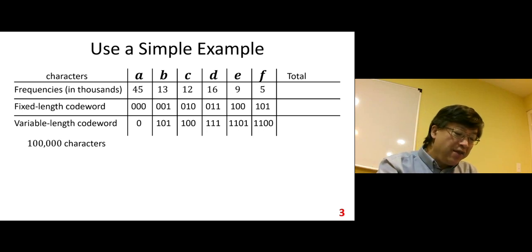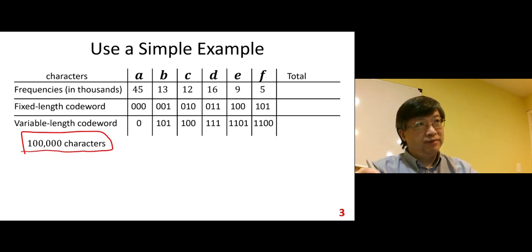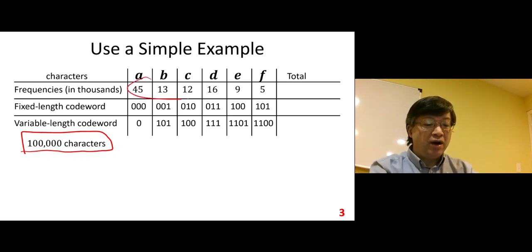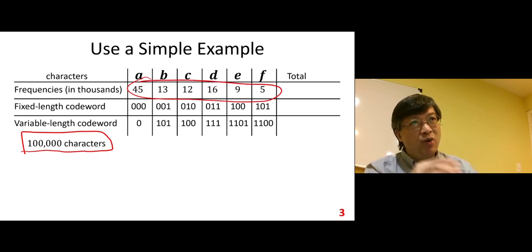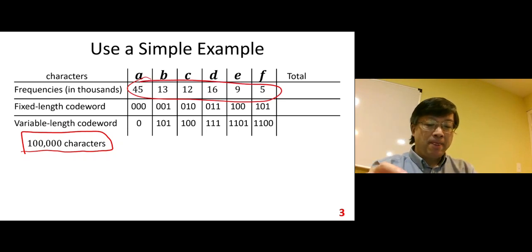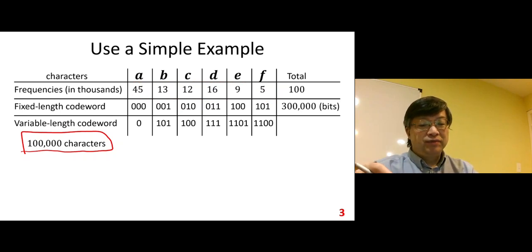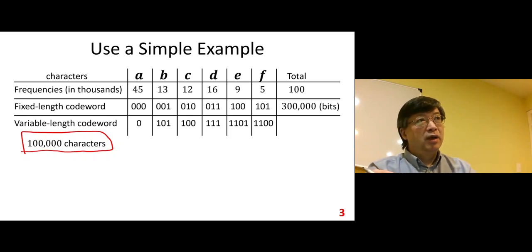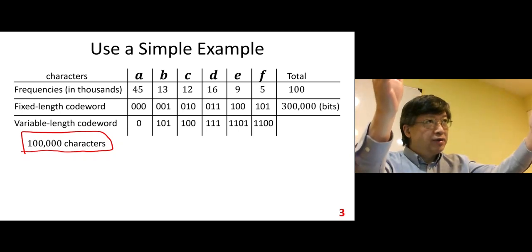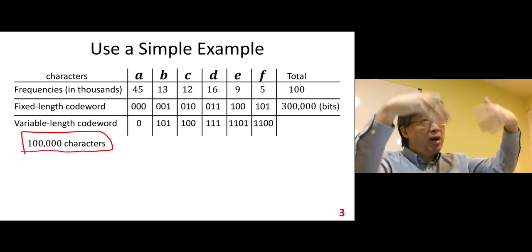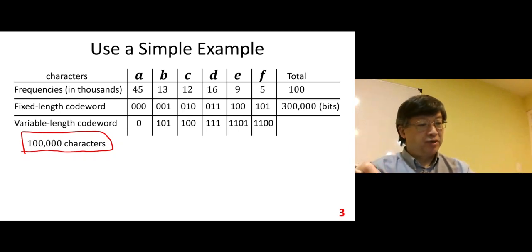We consider 100,000 characters. These numbers add together to 100, and the unit is 1,000, so 100,000. The first one you can see easily: 300,000, because each character takes 3 bits. You have 100,000 characters multiplied by 3 bits, 300,000 bits. That's the first one.